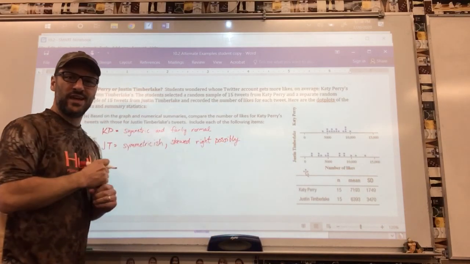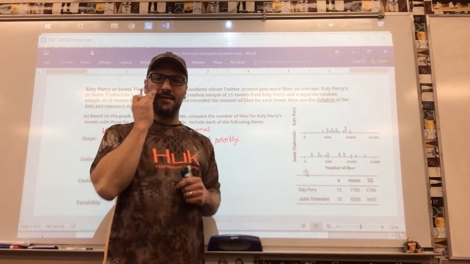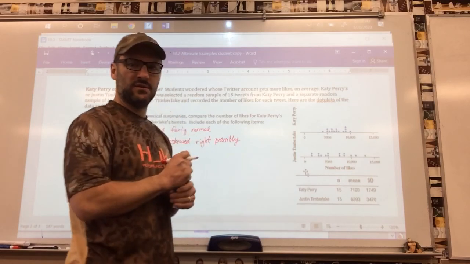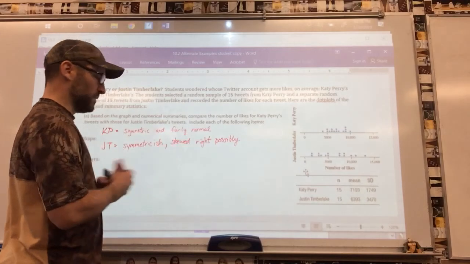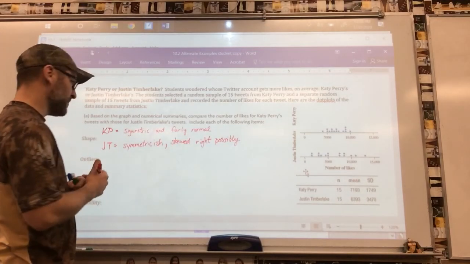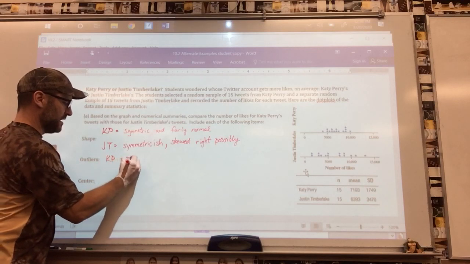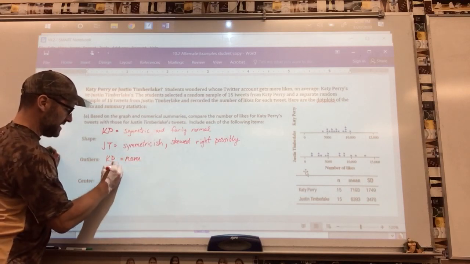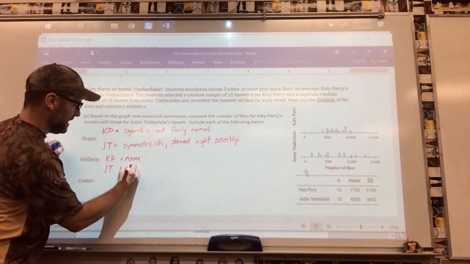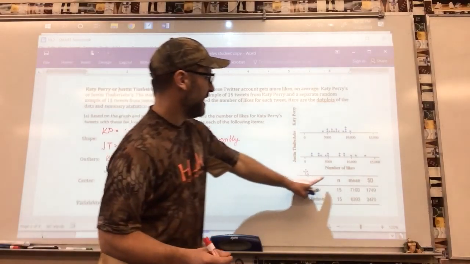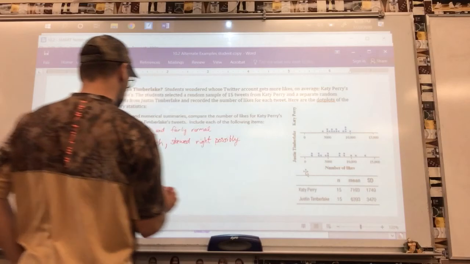But I also don't think either one of those two graphs are skewed enough that I wouldn't do t conditions. I wouldn't do confidence interval. So I think we're good on that. Outliers for Katy Perry, I see none. But for JT, I'm going to put possible at, I don't know, we have a possible outlier here at about 13,000.